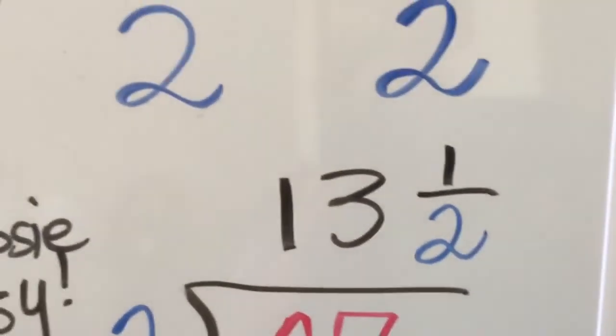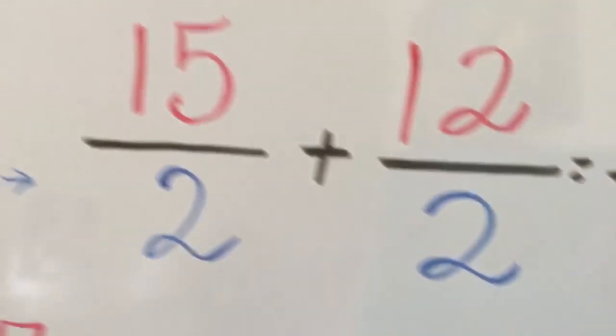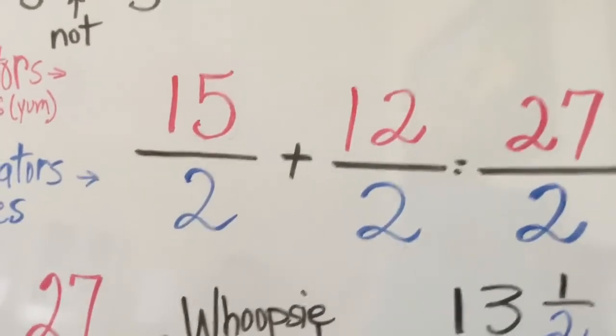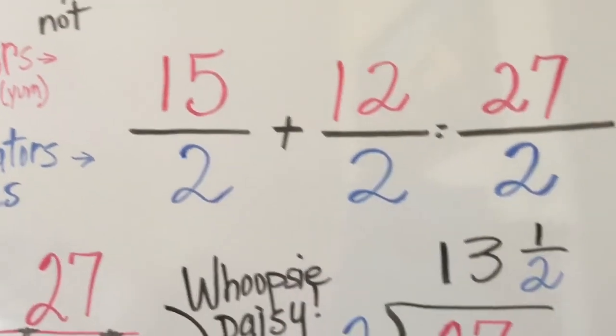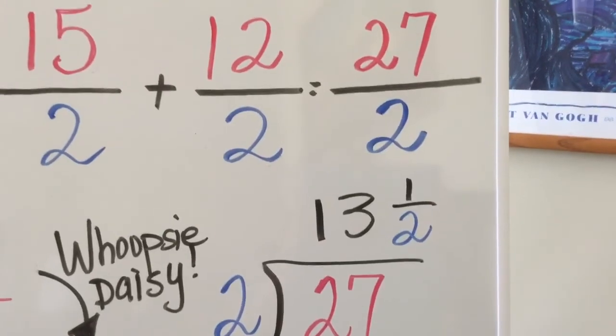So our answer is 13 1/2. If you look here, 15 halves plus 12 halves is the same as 13 1/2.